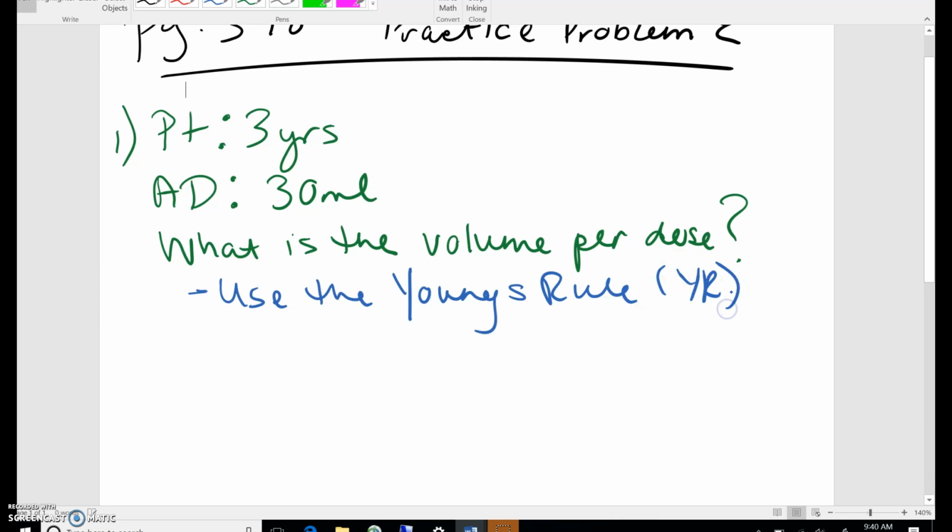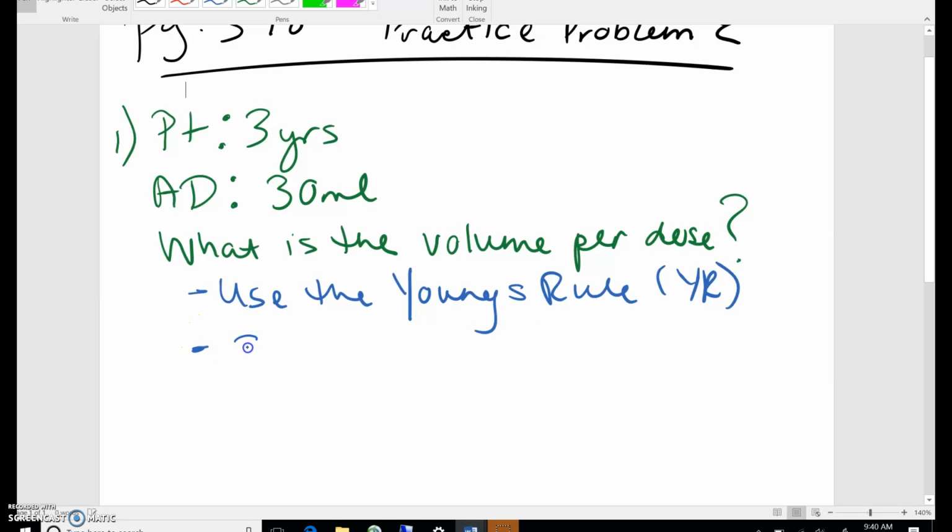Why is that? Because number 1, based off of the information they give you the patient's age in years, and they give you the adult dose, which is 30 milliliters. You're going to have to use Young's rule, because Young's rule is the patient's age in years over that age plus 12 times the adult dose. But remember, the rule is only used if the patient is what? 12 months and older, because 12 months is 1 year.